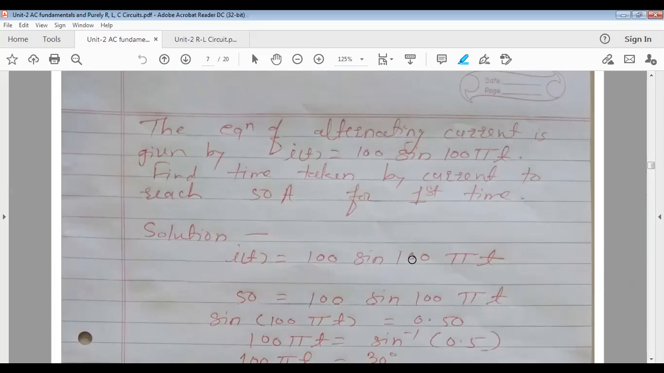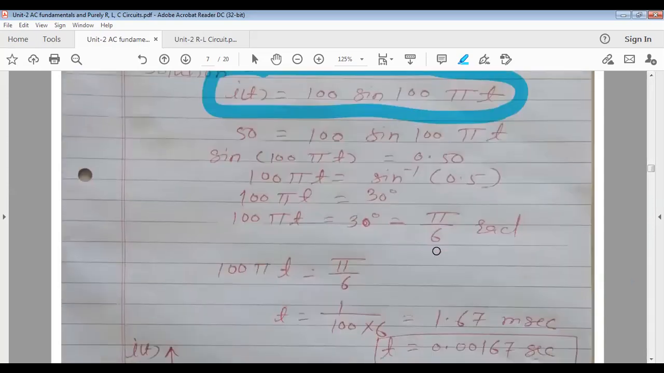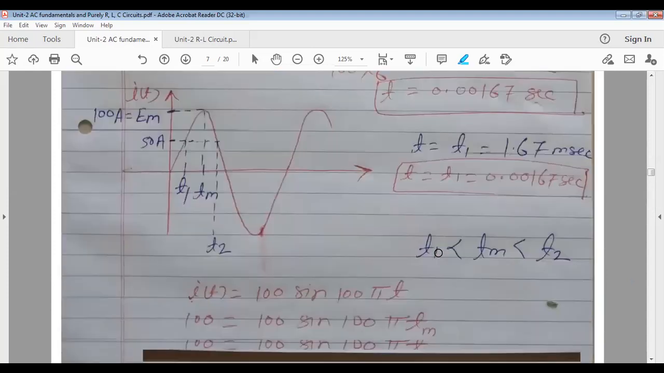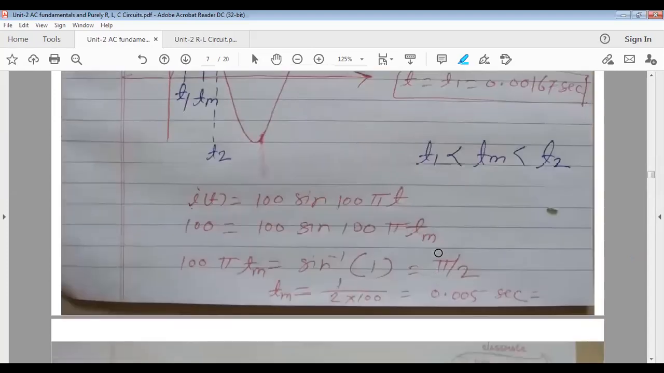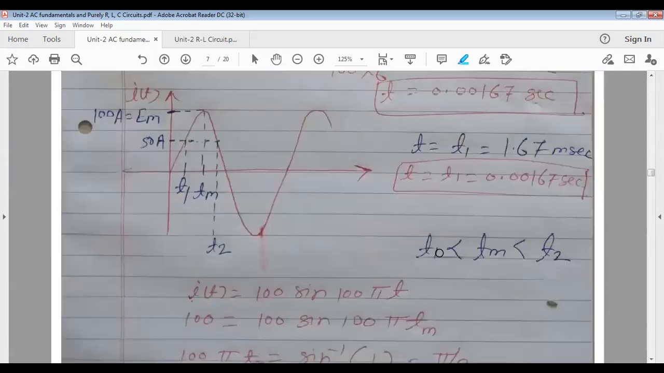So comparing this equation with the standard instantaneous current equation, can you find out the value of omega? Omega will be how much? 100 pi. Right. 100 pi is equal to omega. So using that, can you calculate the frequency? Yes, ma'am. You can calculate the frequency also. Then can you calculate its time period? Inverse of frequency is time period. Okay? Or what is the time period?